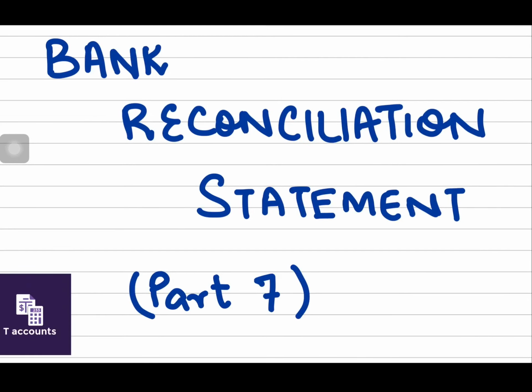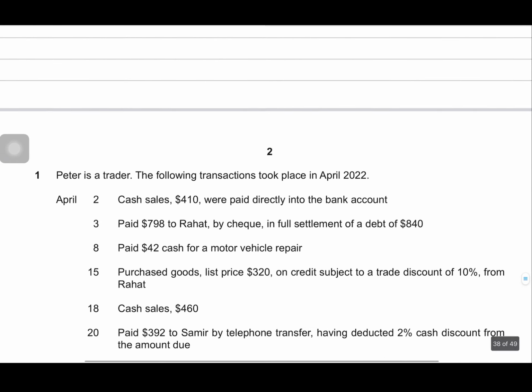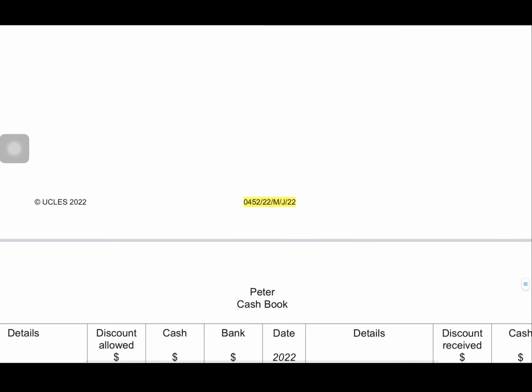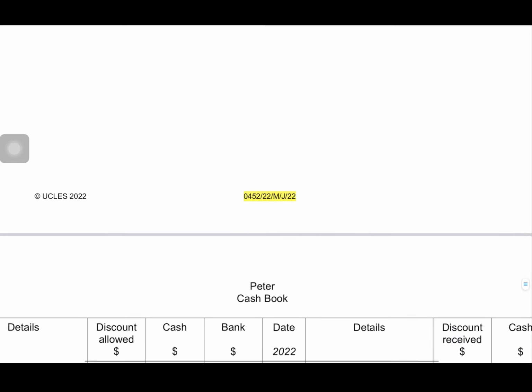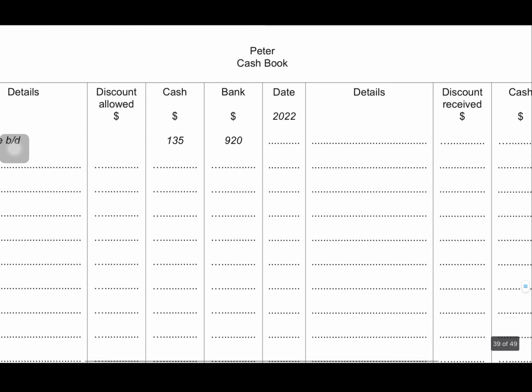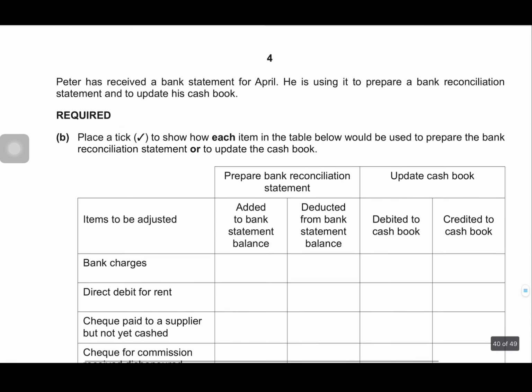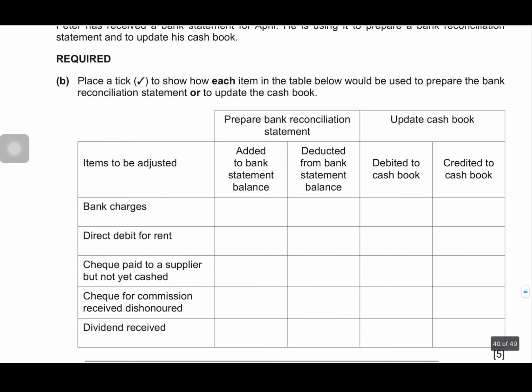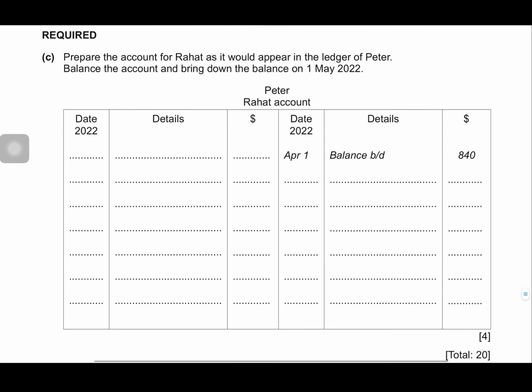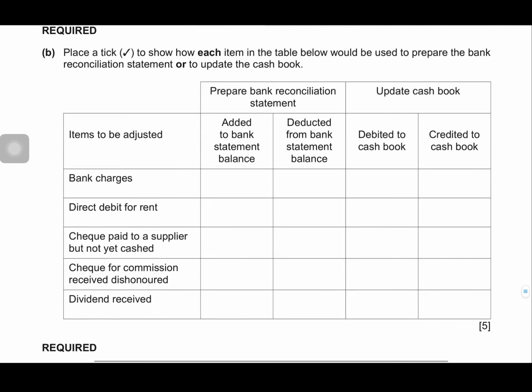Welcome back. So in this video we are going to solve a past paper question related to this topic, and this question is from June 22 paper 22. It is a combination of preparation of cash book, that is how we prepare this day book using a set of transactions. Then the second part is related to bank reconciliation, and the last part is related to basic bookkeeping.